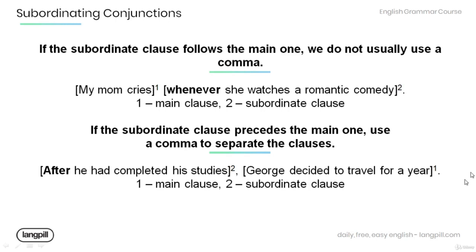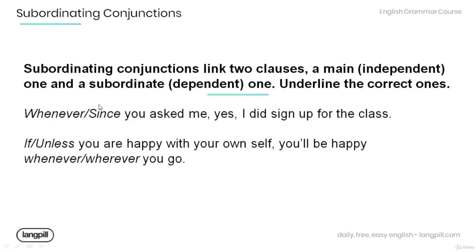Have a look at the example over here. After he had completed his studies, George decided to travel for a year. Main clause, subordinate clause. Now, in this sentence, a comma is used because the subordinate clause precedes the main clause. And now, let's review and practice a bit. Remember, the subordinating conjunctions link two clauses, a main independent one and a subordinate or dependent one.